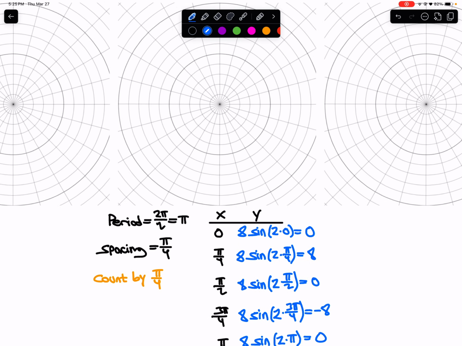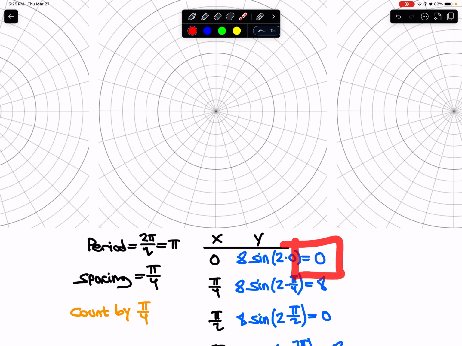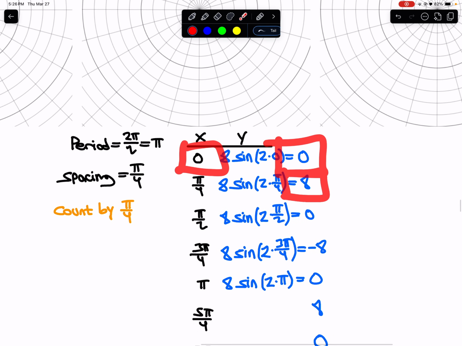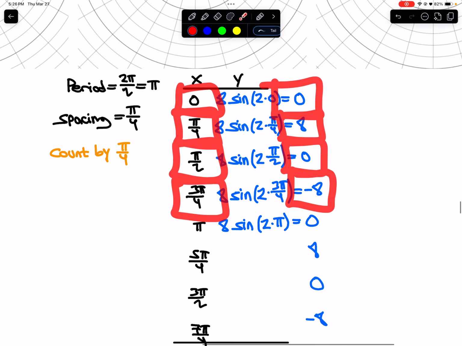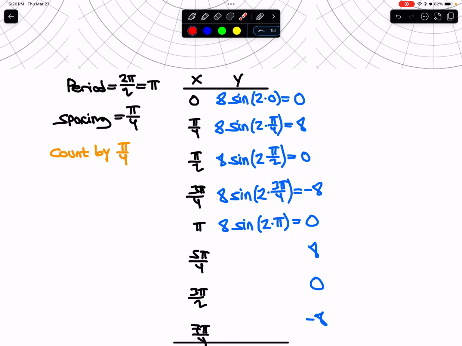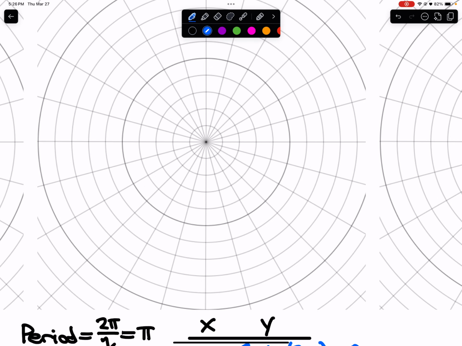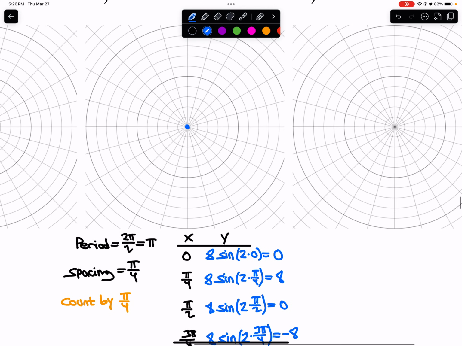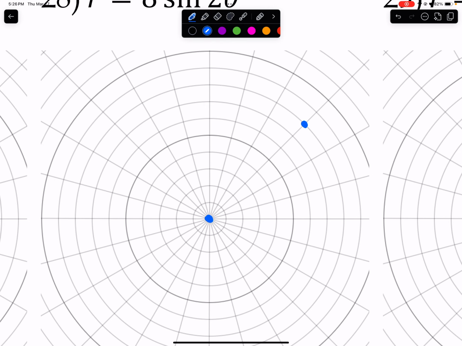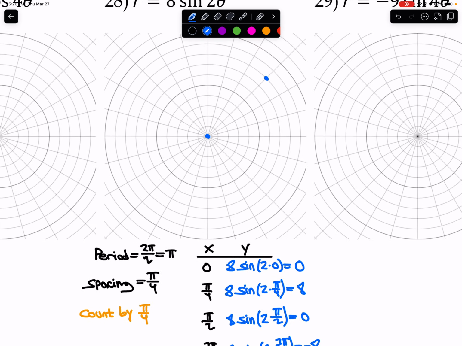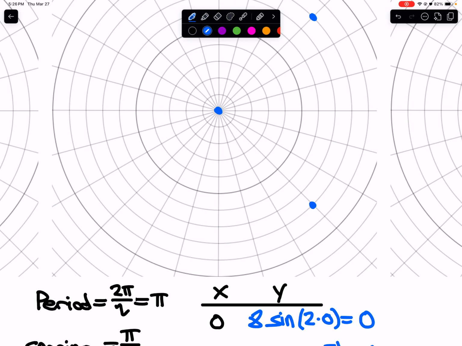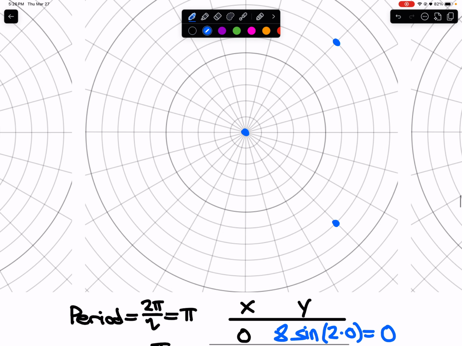So now I'm going to plot these points. So I'm going to go 0 in the direction of 0, 8 in the direction pi over 4, 0 in the direction pi over 2, negative 8 in the direction 3 pi over 4, which actually tells me I'm going to go towards 7 pi over 4 since it's negative, 0 in the direction pi, so on and so on. So I'm going to do 0, comma 0, which is where we start. Then in the direction of pi over 4, I'm going to go 8, then back to the pole. And then I'm going to go to 8 in the direction of 7 pi over 4.